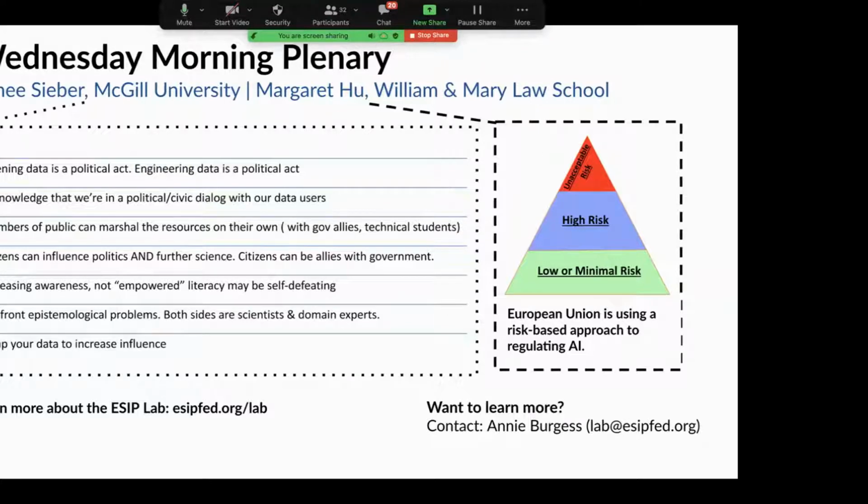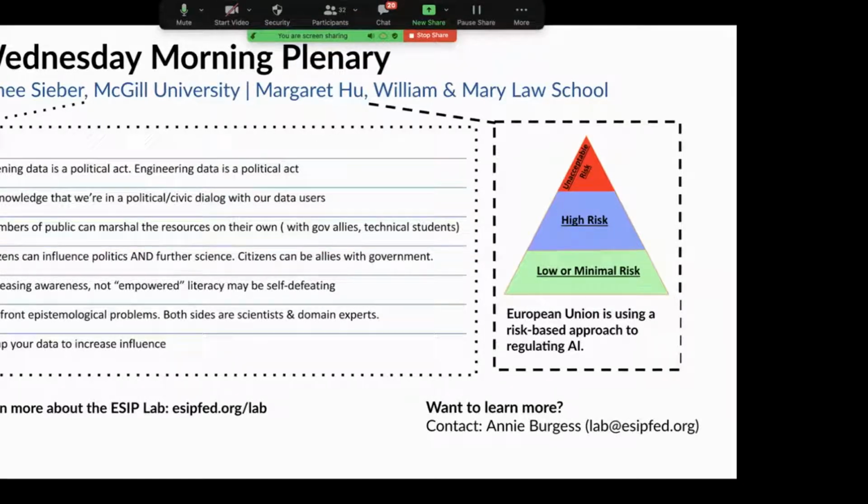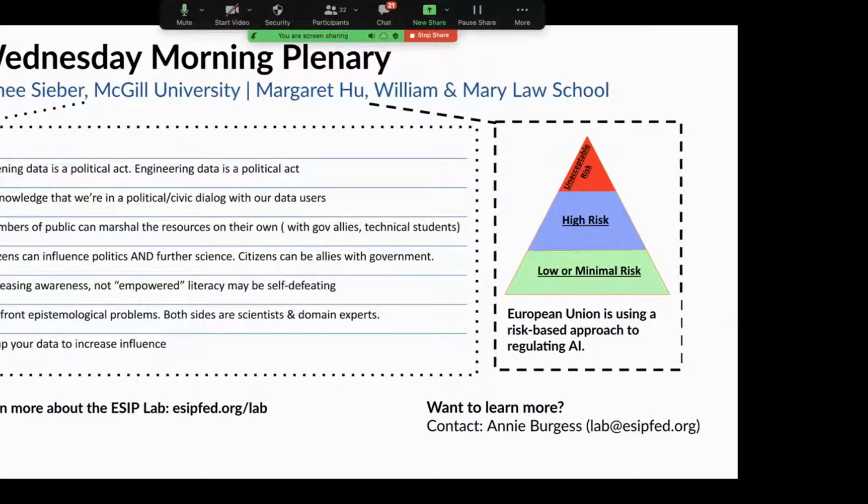And when she spoke about it in relation to the EU, it was, what is a low risk AI? What is a high risk, and what's unacceptable risk? And having us think about, as people that are designing and using AI and machine learning, where would our data fall into this low, high, and unacceptable risk categories.